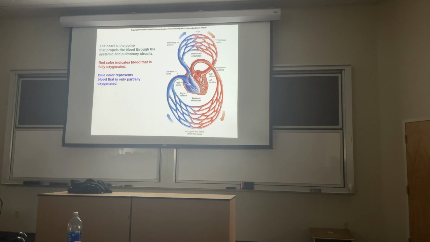The heart really is composed of two sides, a right side and a left side. The right side pumps blood that is deoxygenated or less oxygenated to the lungs, to the pulmonary circuit, comes back to the left side, which then pumps it to the rest of the body, the systemic circuit.